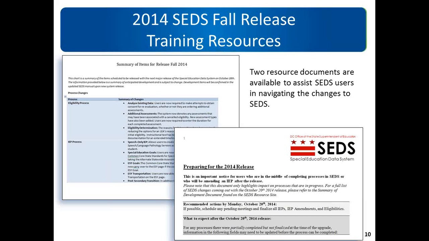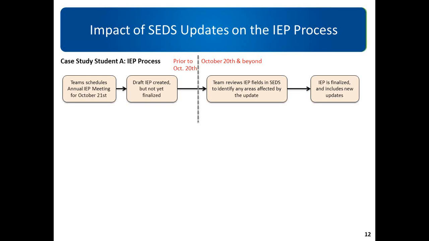Some of the necessary steps that you must take after October 20th are the following. Your team needs to review the IEP fields in SEDS. There may be some fields that are affected by the update, and I'm going to talk about these relevant updates. Then you must finalize the IEP and include all of these necessary updates. So that is the first case study, again, just for an IEP that is still in process.